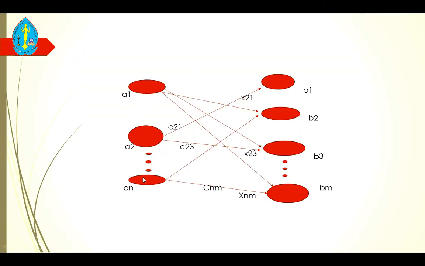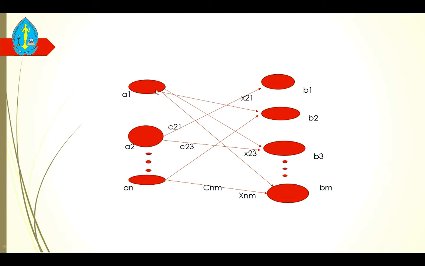Here these are the sources and here these are the destinations. We denote each source by Ai, that is the first one is A1 and the second one is A2, etc. The nth source is denoted by An. The first destination is denoted by B1, the second destination by B2, the third one by B3, etc. The last, mth destination is denoted by Bm. Here the arcs represent the linkages between the sources and destinations.